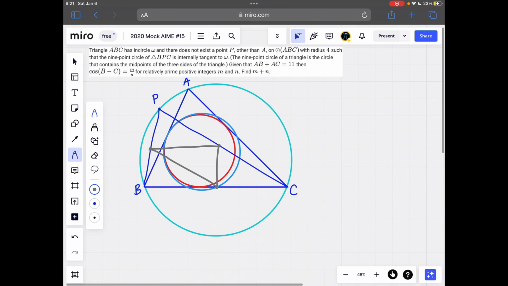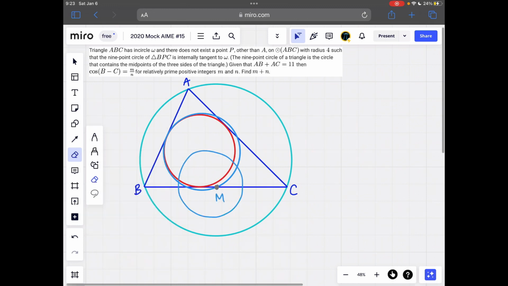But not only that, it's always going to pass through M, because that is the midpoint of side BC, which is common to all triangles BPC. They always have BC as a side. So it's going to have radius 2 and pass through M. If it has radius 2 and passes through M, then its center is always going to be located 2 units away from M. So the locus of all possible 9-point centers of triangle BPC is the circle centered at M with radius 2. So let's draw in that circle, which has center M and radius 2.